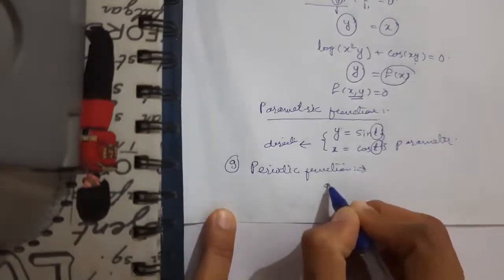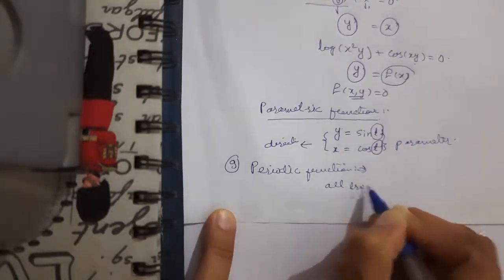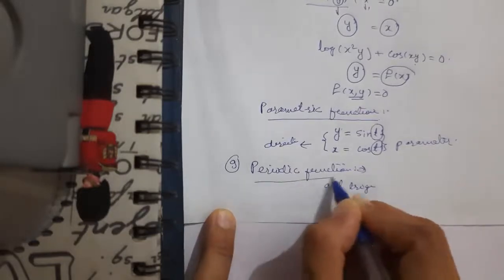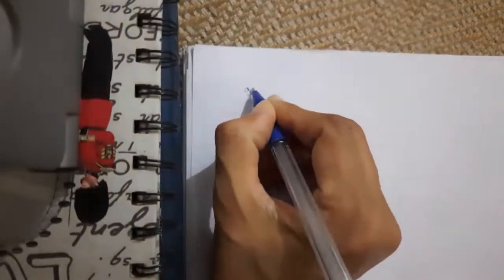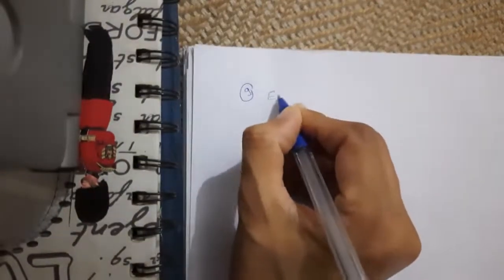So all trigonometric functions are periodic functions. Just remember this one. We are going to see this in detail, but for the time being, just remember that all trigonometric functions are periodic functions. Now the next one is the even function.